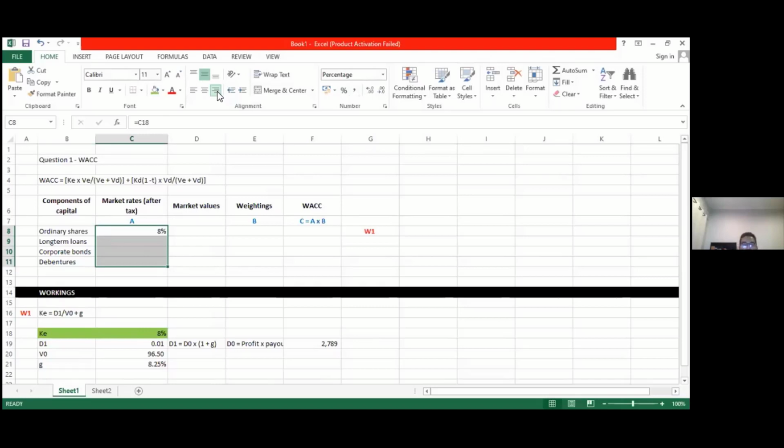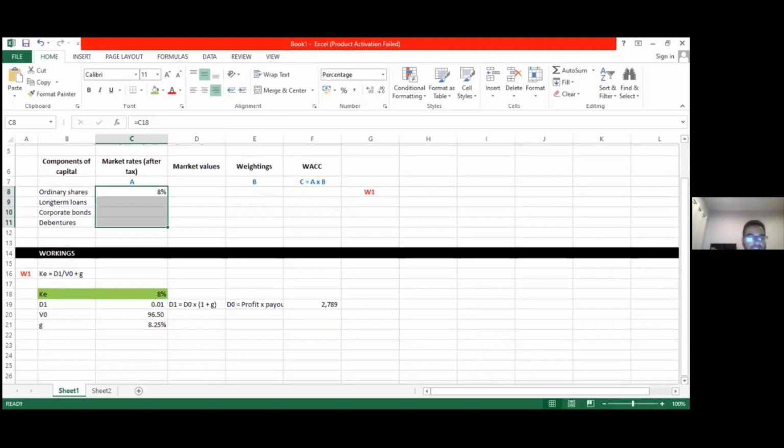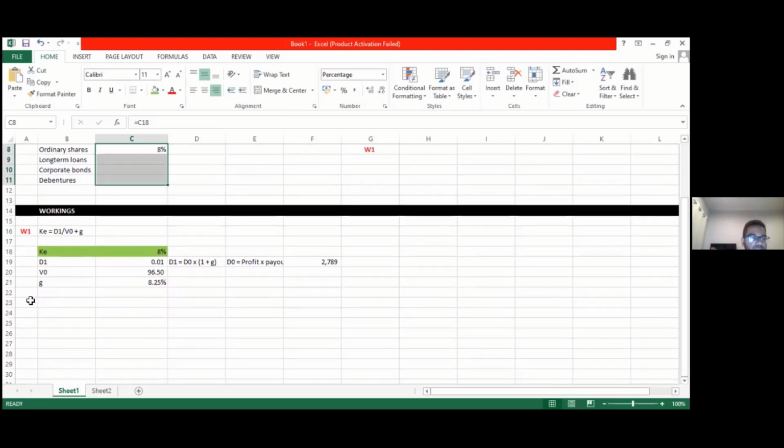We are left with two methods, either the dividend growth model or the market capitalization method. You can't use the dividend growth model for market value because you have already used it for the dividend growth model. So we are basically left with market capitalization, and market capitalization is the method to apply because we are given the share price and we know the number of shares in issue. So in the working, we're going to do the market value for ordinary shares.